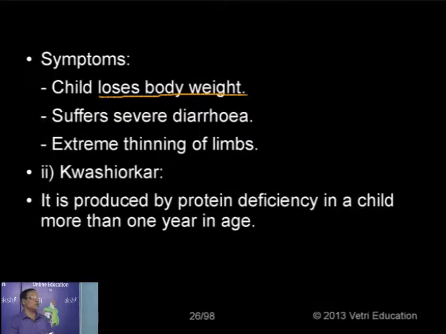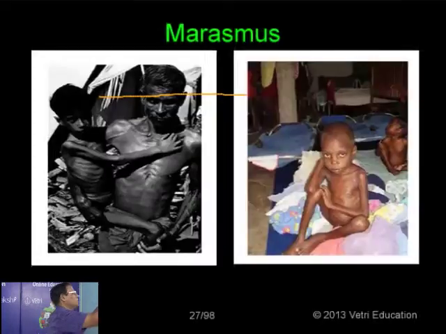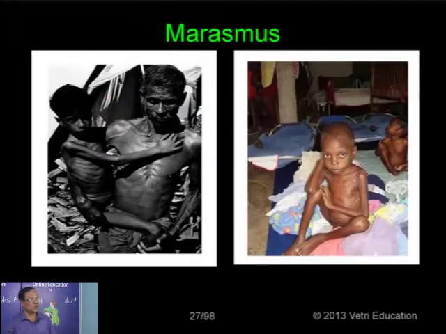So kwashiorkor is a disease caused because of only protein deficiency, not because of calorie deficiency, found in the case of children, normally infants above 1 year of age. Here also we have, now you see the child, that is kwashiorkor. You see the thinning of lips. The lips are very thin.